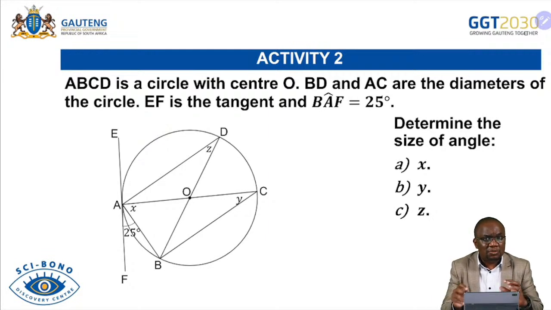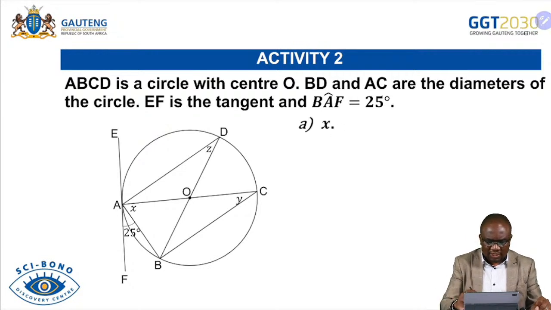Okay, try to read the information. Let's read together, and then after that I'll give you time to discuss the diagram. ABCD is a circle with center O. BD and AC are the diameters. What comes to your mind when you talk about diameters? Angle in the semicircle. Right, and then EF is the tangent, and then BAF is 25 degrees, okay?